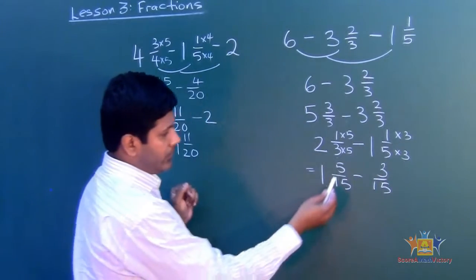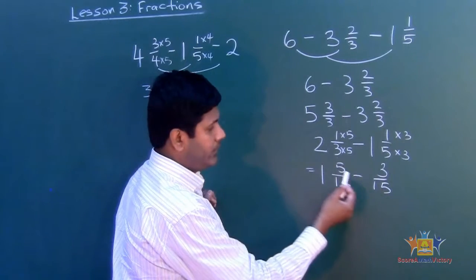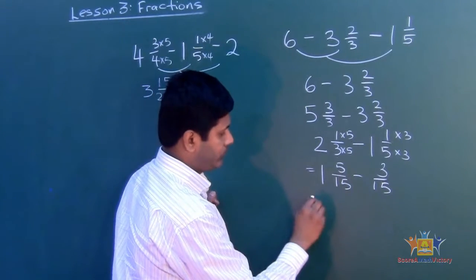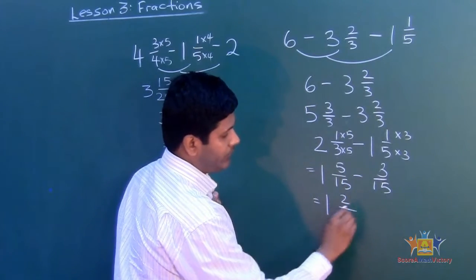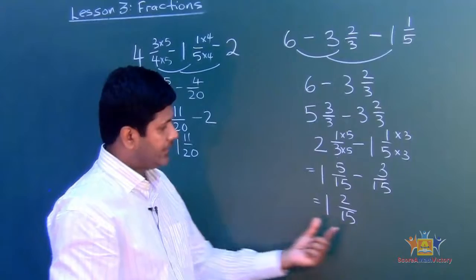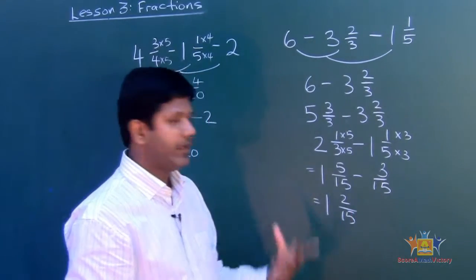Alright? So now look at that. 5. Now first, they both have a common denominator. Alright? So 5 minus 3 is 2. So I'm going to bring the 1 down. 5 minus 3 is 2. And then bring the 15 across. And then can I simplify 2 over 15? No. So I leave the answer like this.